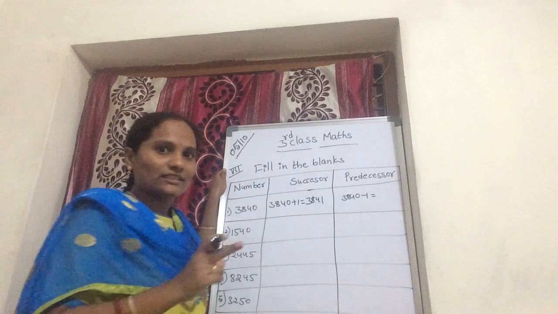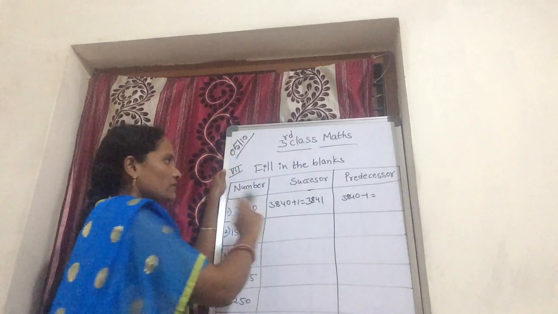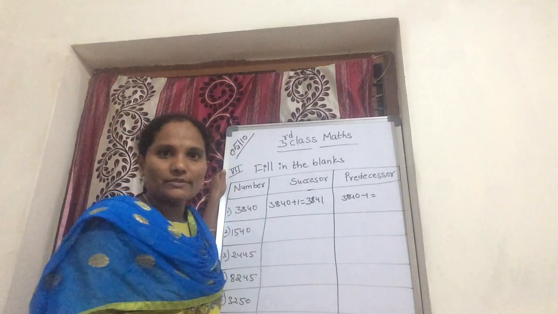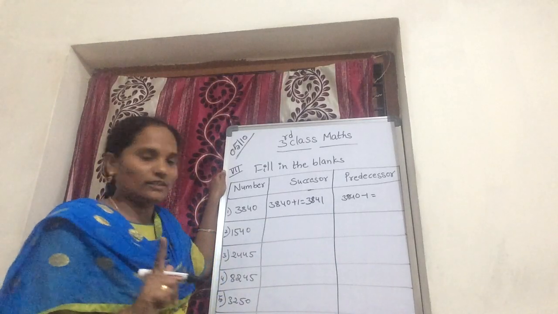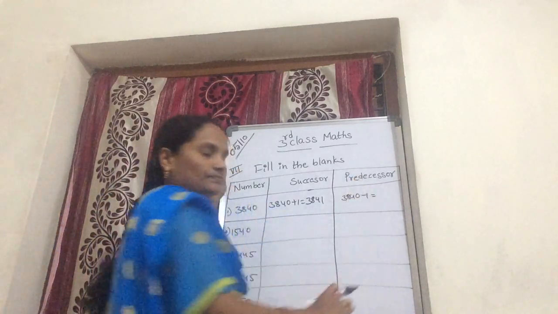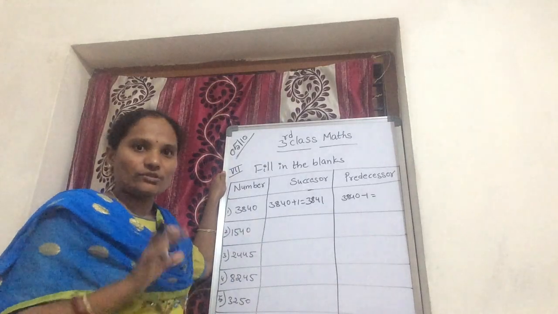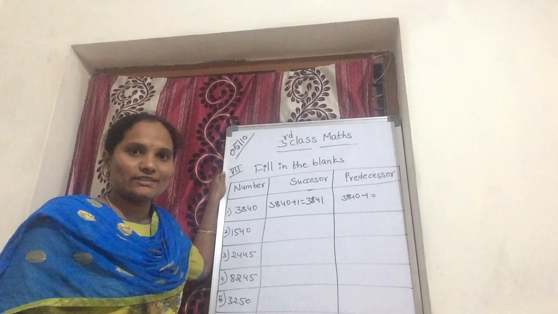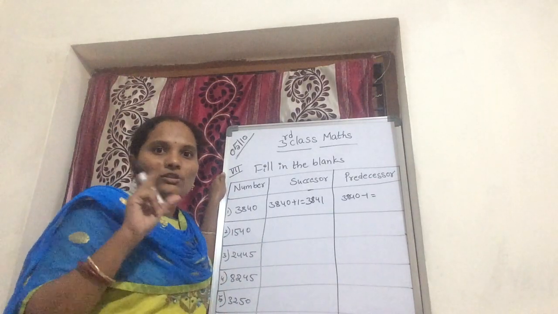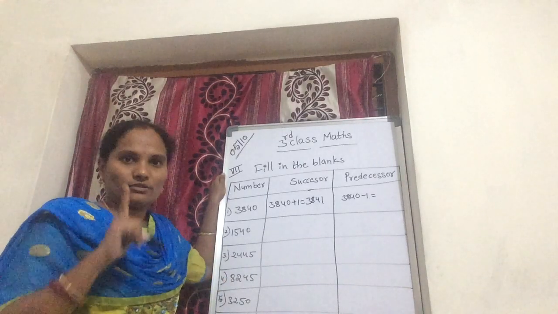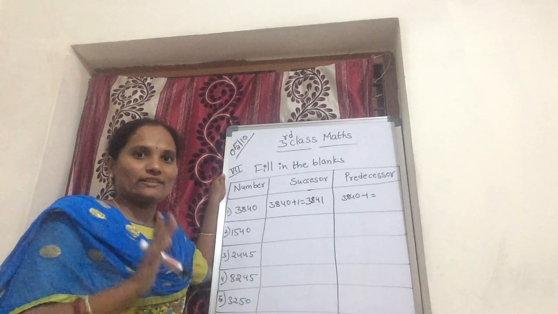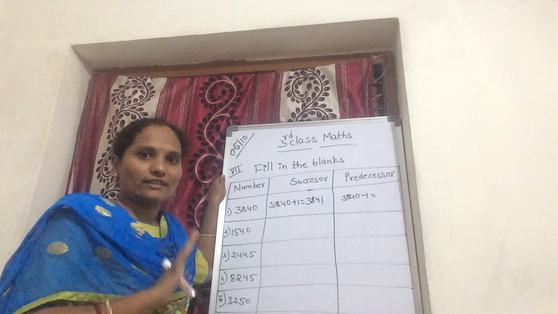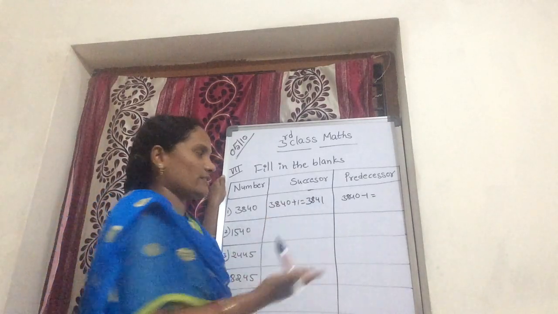You remember that? Keep in your mind. Successor means after numbers or adding plus 1. Now next one, predecessor. Predecessor means you should write before numbers and you subtract 1. You subtract 1, that is predecessor. Keep both in your minds, successor and predecessor. Let's see next, predecessor.